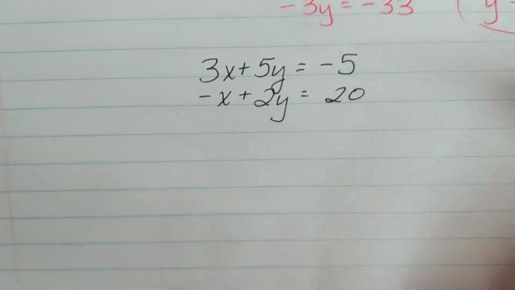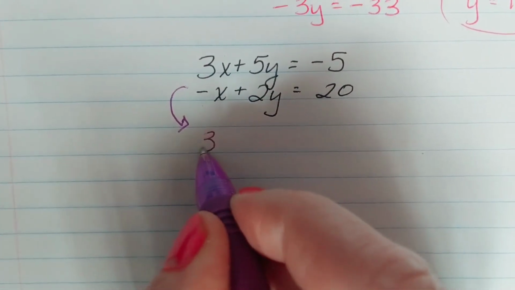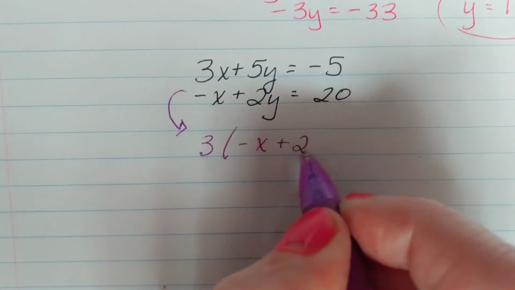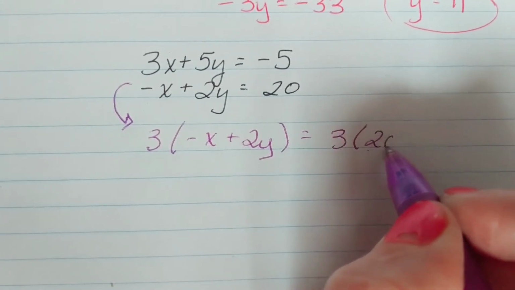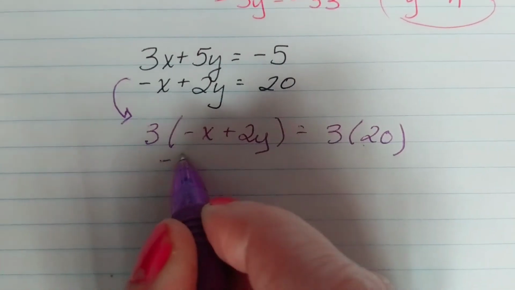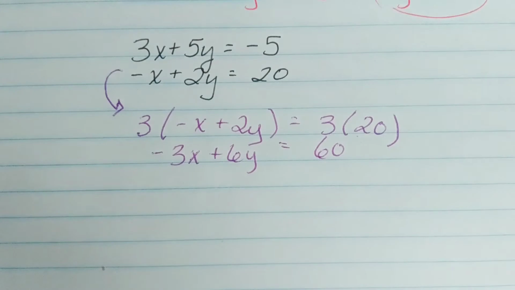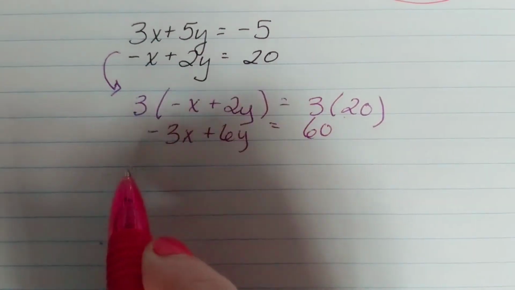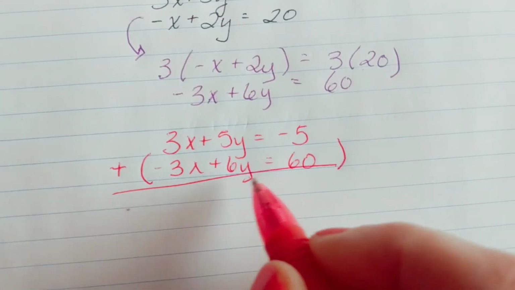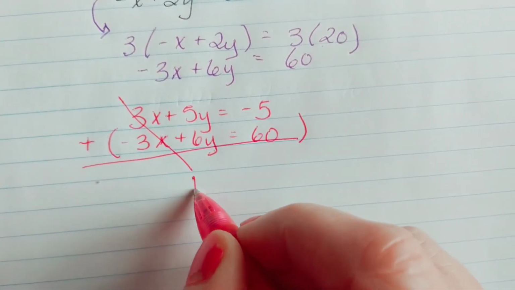Look at this second example. Right now, if I added the two equations together the way that they are, nothing would cancel. However, if I manipulate the second equation by turning the x into 3x, then the x terms will cancel. I'll have 3x on top and negative 3x on the bottom. I can do this by manipulating both sides of that equation, multiplying them by 3. So when I multiply both sides by 3, I'm left with negative 3x plus 6y equals 60.